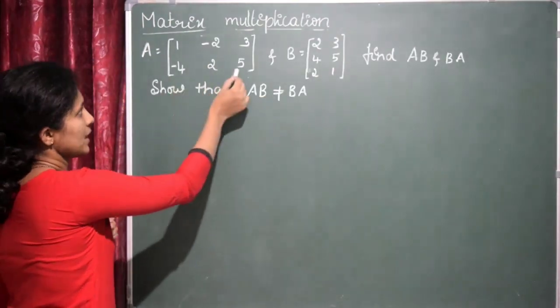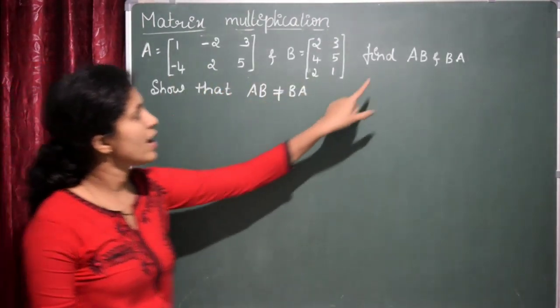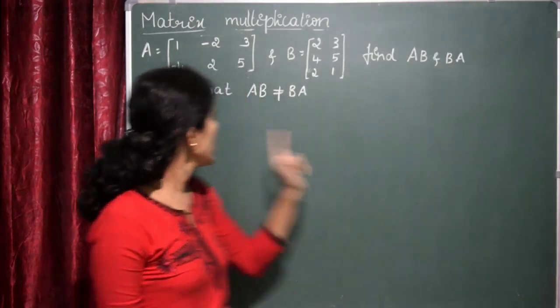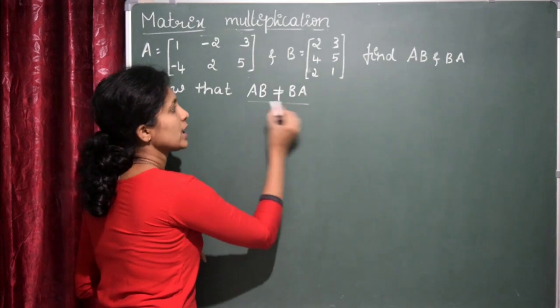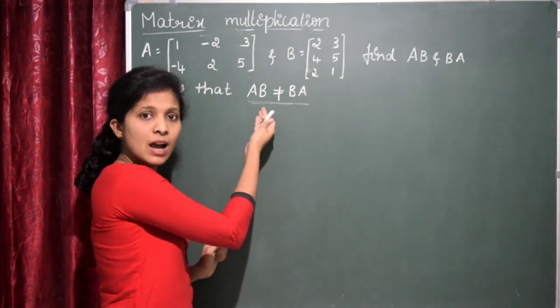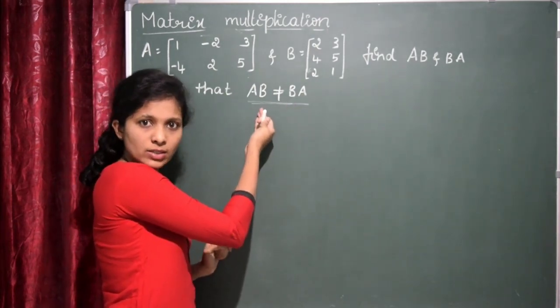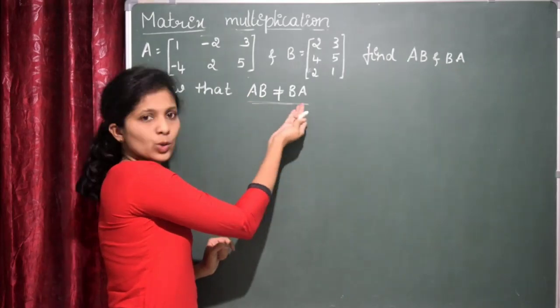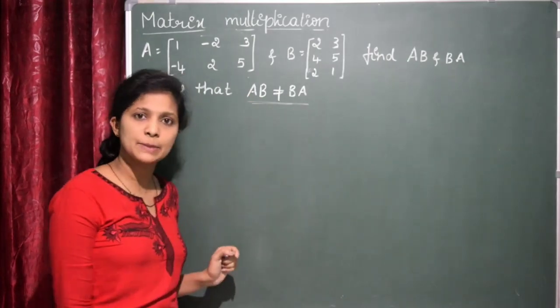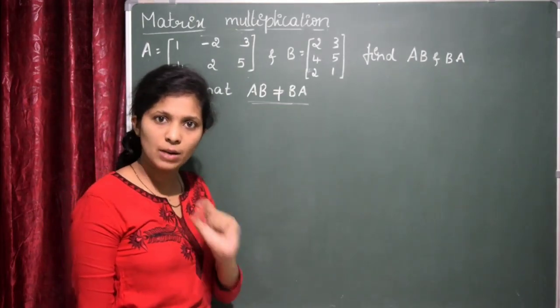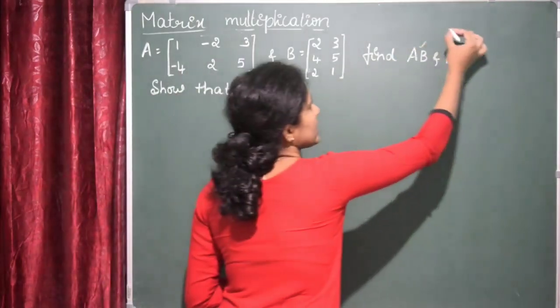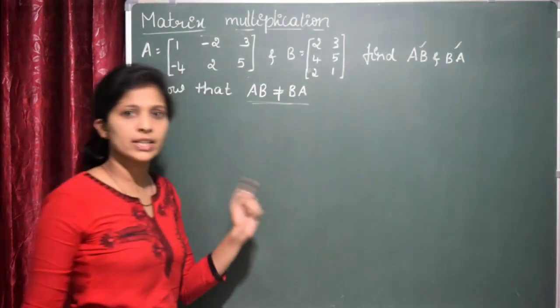It is given that A matrix and B matrix is given. Find AB and BA. Show that AB is not equal to BA. You have to show this one. That means the matrix multiplication is not commutative, right? If AB is equal to BA, then only we can say that multiplication is commutative. But here the matrix multiplication is not commutative. First we'll find AB, then we'll find BA, then we'll check whether they are equal.